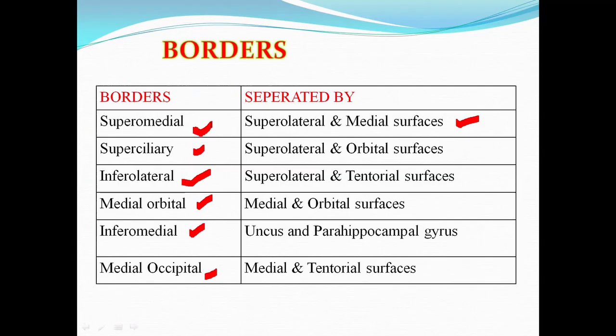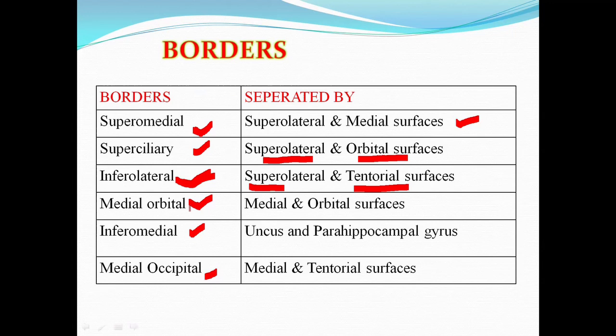The inferior surface has two parts, a smaller orbital part and a larger tentorial part. The smaller orbital part and the superolateral surface are separated by a border, the superciliary border. The larger tentorial surface and the superolateral surface are separated by the inferolateral border. The medial surface and the smaller orbital inferior surface are separated by the medial orbital border.